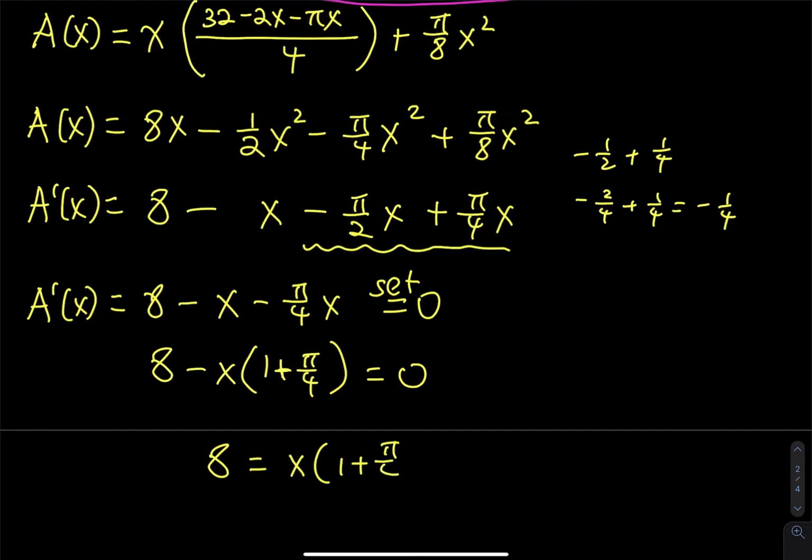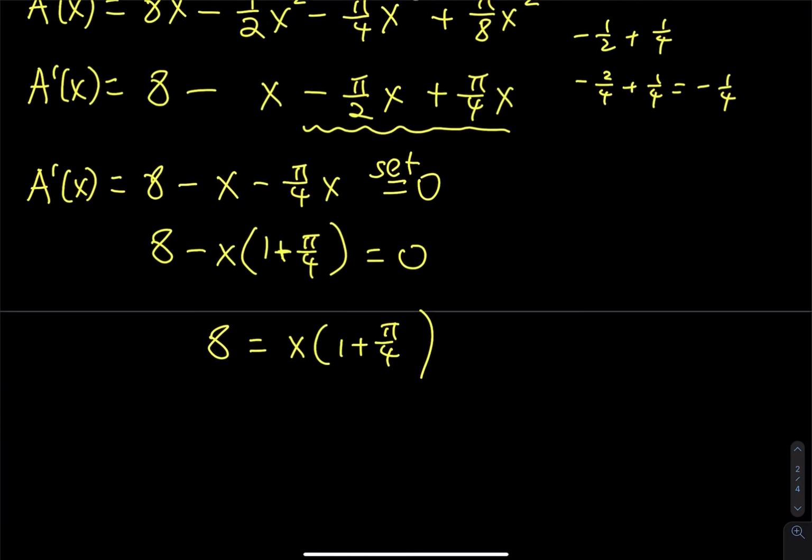When you work with an optimization problem, the numbers are not always nice. Sometimes you have to work with weird numbers like that, and you cannot approximate because you have to use the exact value. So this one, you have 8 divided by 1 plus pi over 4. That's it. So the critical number is, let's put it right here. So we have x equals 8 divided by 1 plus pi over 4.